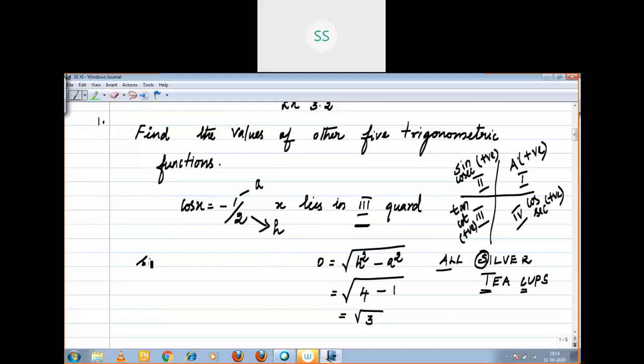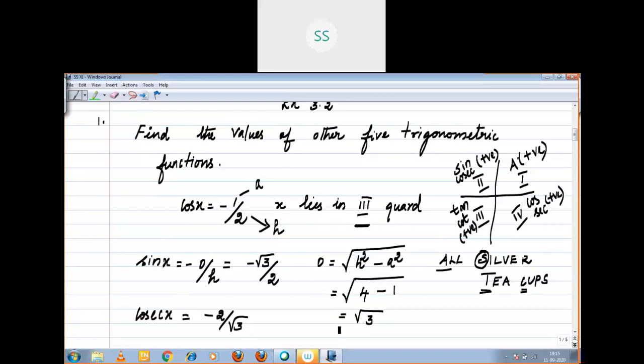Now, sin x equals opposite by hypotenuse. See here, x lies in the third quadrant, so sine and cosecant, secant, all are negative. Keep that in your mind, children, right? So sin x is minus square root of 3 by 2. Got it? How am I getting the other five trigonometric functions? You have to listen carefully. Cosecant x, you have to write it as the reciprocal of this. What do you get? Minus 2 by root 3.